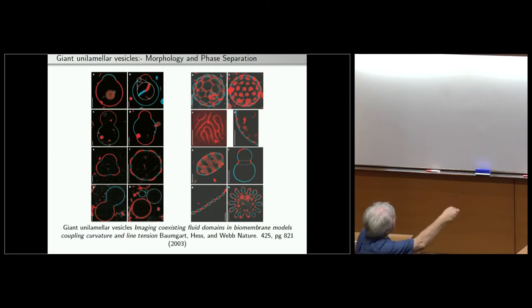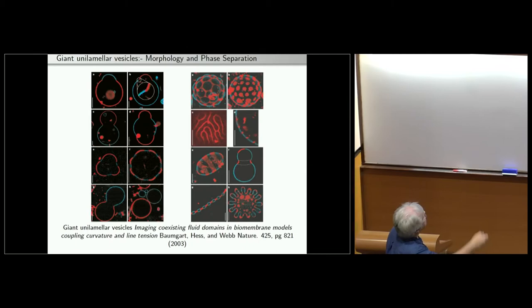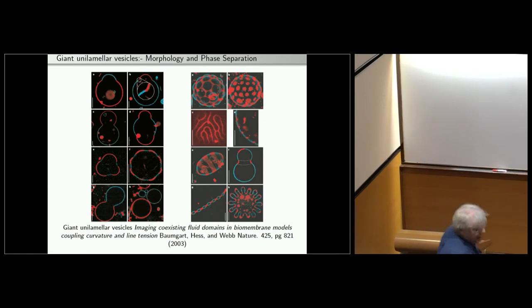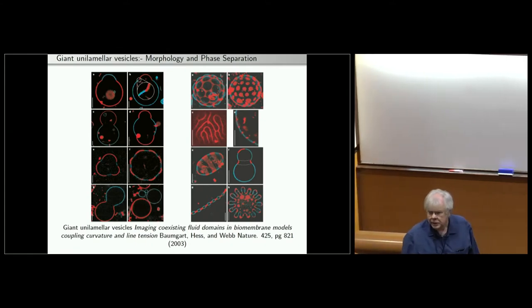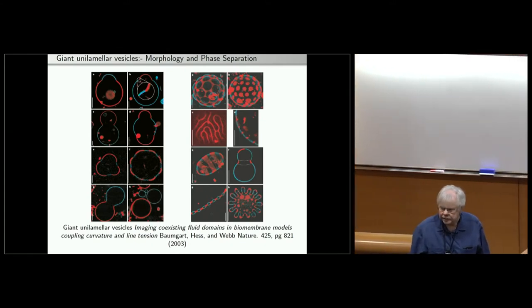These are other shapes that were observed here. One wants a mathematical model, and it's clear that if we have objects like this, then we're going to have surface energy. And you might also think that because these are almost circular domains here, we're going to have line energy on the surface. And that's essentially the mathematical model: a surface energy plus a line energy.